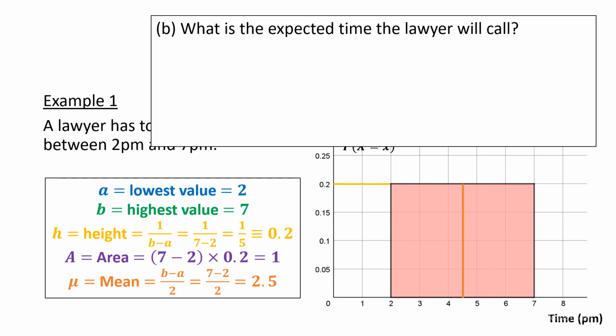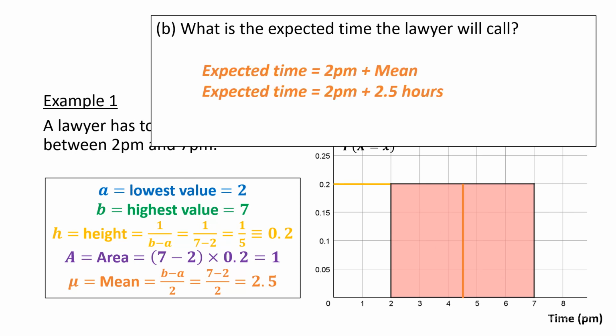Part B, what is the expected time the lawyer will call? Well, expected time is the same as a mean or average. And we've worked out the mean to be 2.5. So if we add on the mean to the earliest time, 2 o'clock, 2 p.m. plus 2.5 hours gives us 4.5 hours, and 4.5 hours represents 4:30. So the expected time is they should call around 4:30.